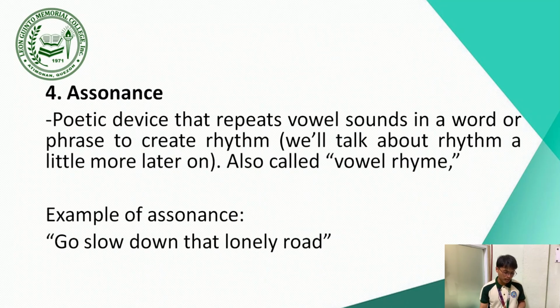Now, the next poetic device is assonance, also called vowel rhyme. Assonance is a poetic device that repeats vowel sounds in a word or phrase to create rhythm. We'll talk about rhythm a little more later on. An example of assonance is "go slow down the lonely road."